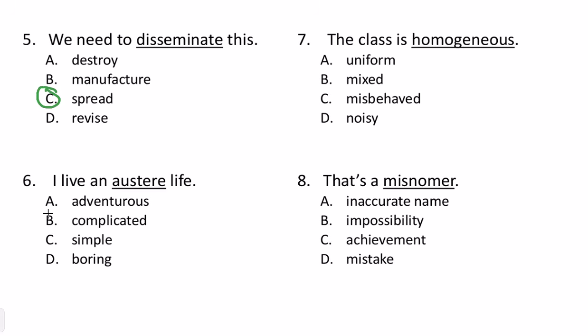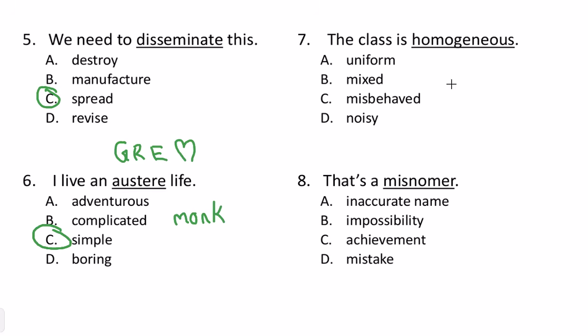I live an austere life. GRE loves this word. Man, do they love this word. So austere, whenever I think of this word, I always think of like a monk. You know, those really religious people who give up all forms of pleasure. You know, they shave their head, they walk in the street with no shoes. So austere, the best answer of these four is simple. I live a simple life. Now, don't be confused with boring. Yes, it is possible if you have an austere life that your life is boring, but the definition of austere is not boring. So the best answer is simple.